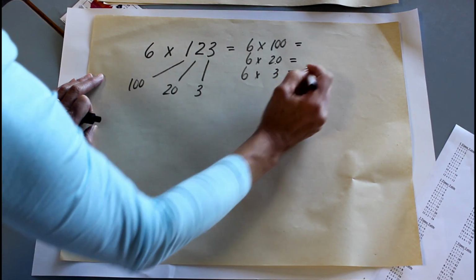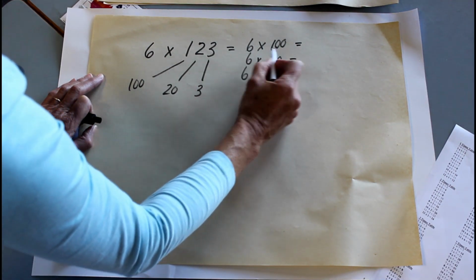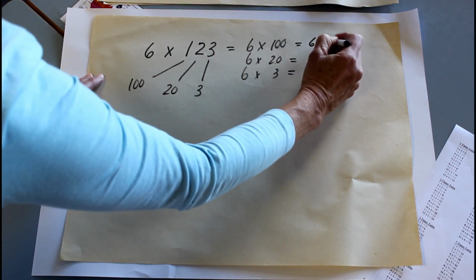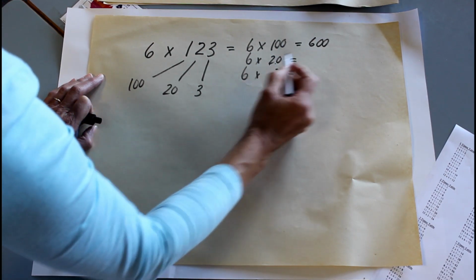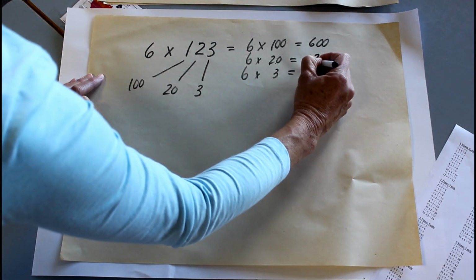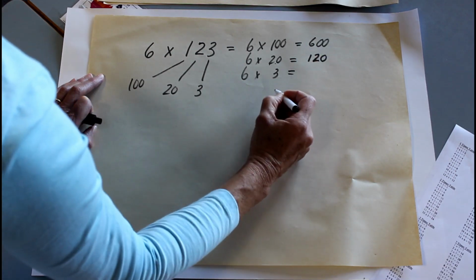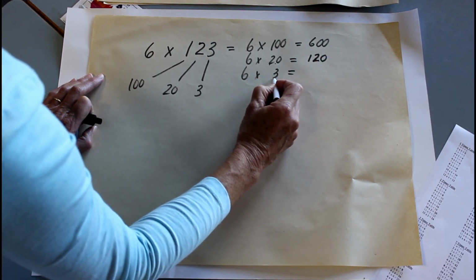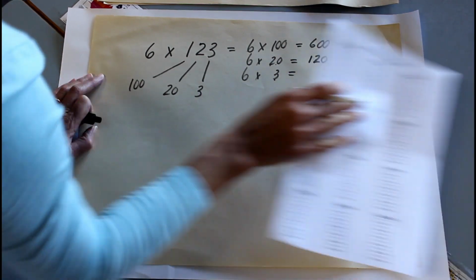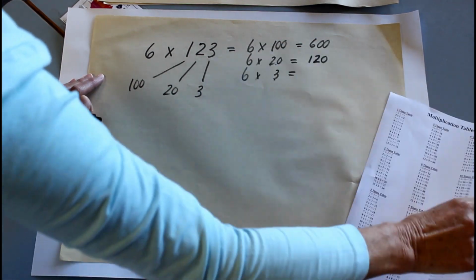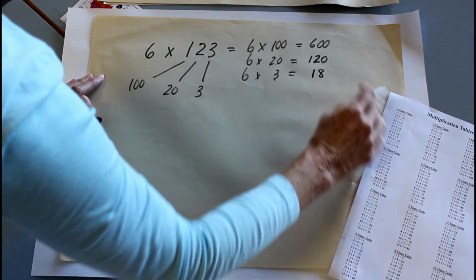So let's have a little go at that. Well, easy. 6 times 100 is 600. 6 times 20, we know it's 120. 6 times 3, well, I know if I did 6 times 3, it would be 18. So I'm going to write 18.